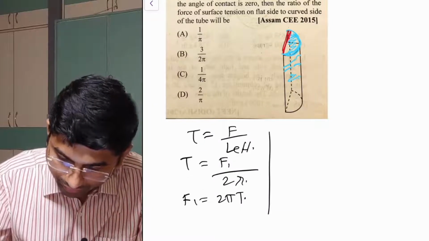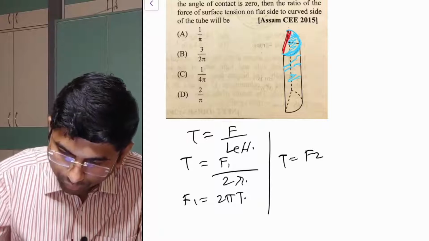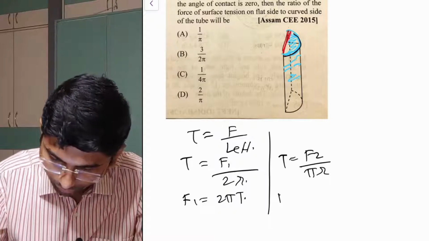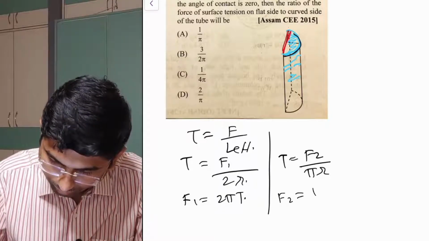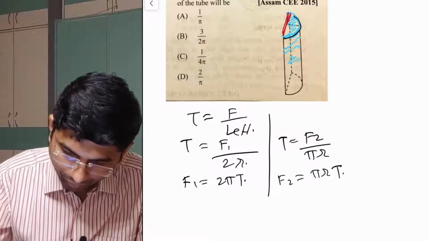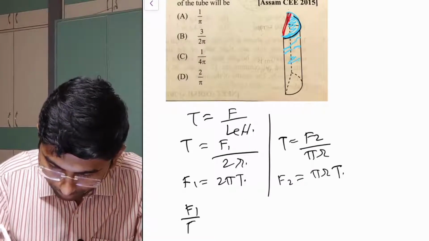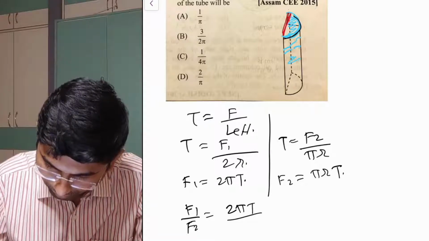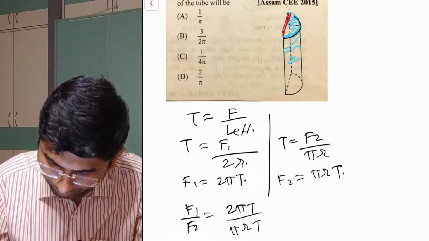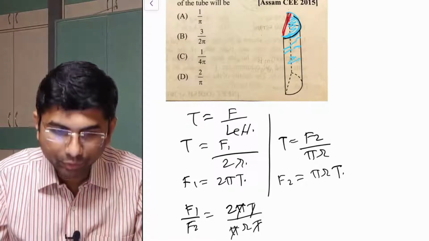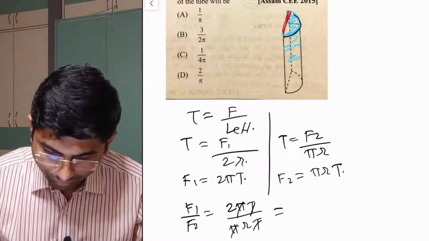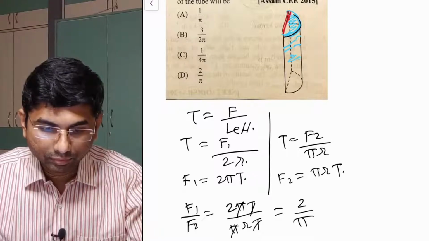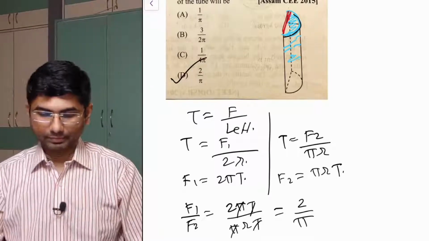Similarly, in the other case, T is equal to F2 upon the length on the other side, which will be pi R. Therefore, F2 is equal to pi R into T. And what is being asked? The ratio F1 upon F2, that will be 2RT upon pi RT. R and T are going to get cancelled. Therefore, my answer will be 2 upon pi. That's my answer here. Okay, therefore the option will be D.